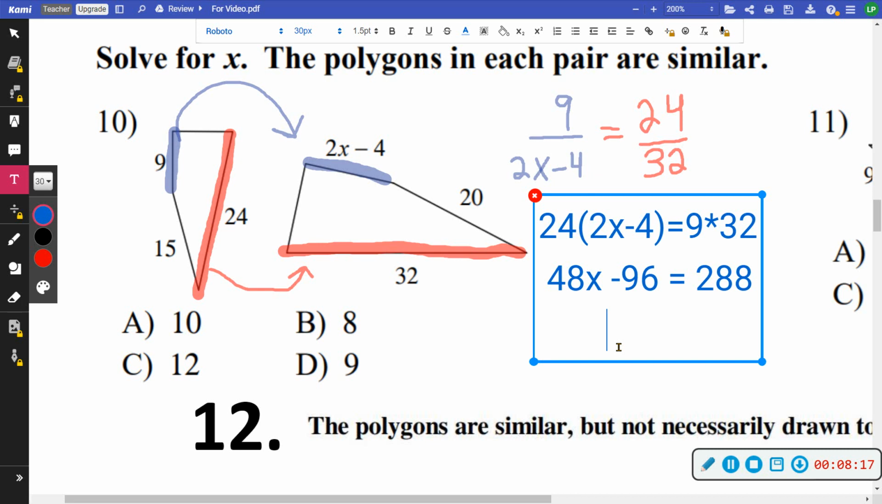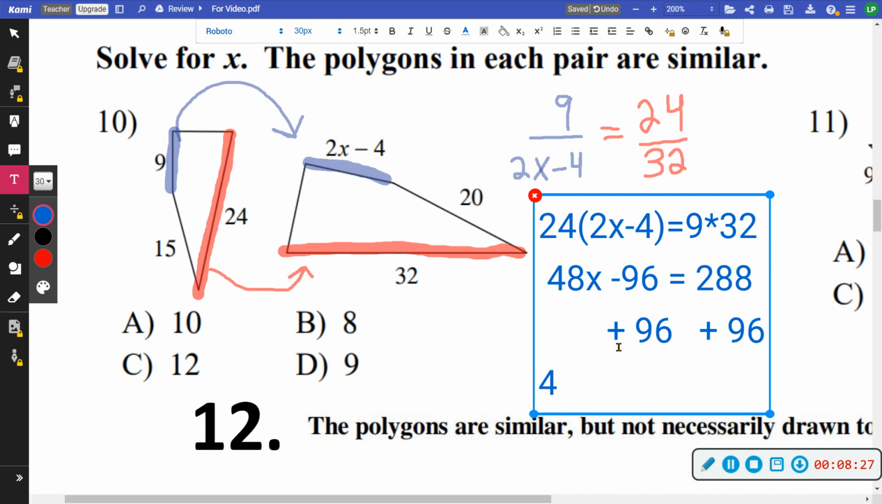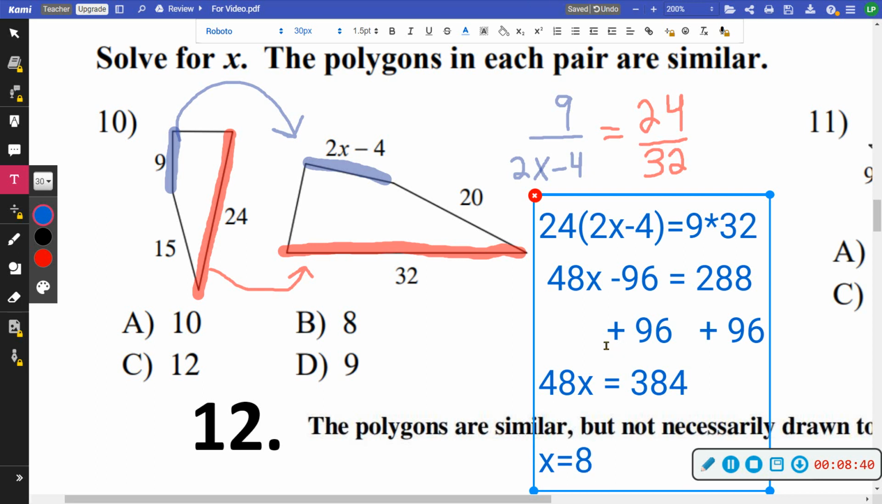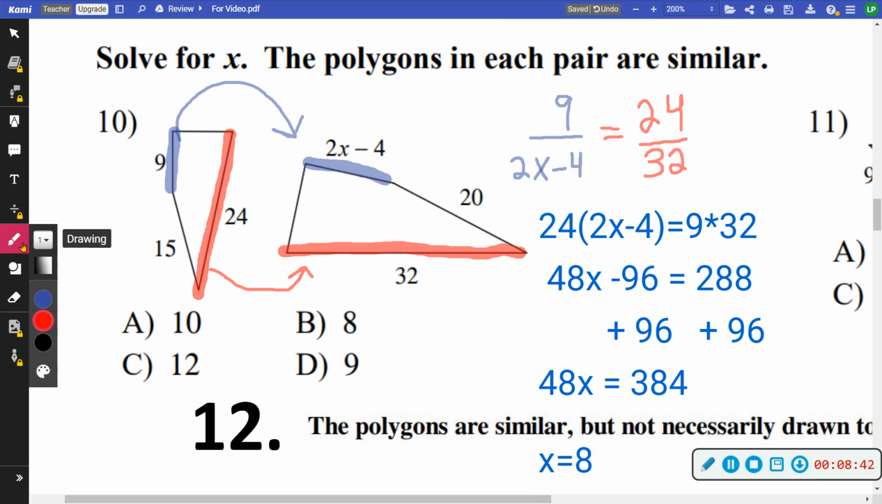Add 96 to both sides. 288 plus 96, 384, so I got 48x. Take 384 divided by 48, and I get 8. So what's x? We just found it. X would be 8.